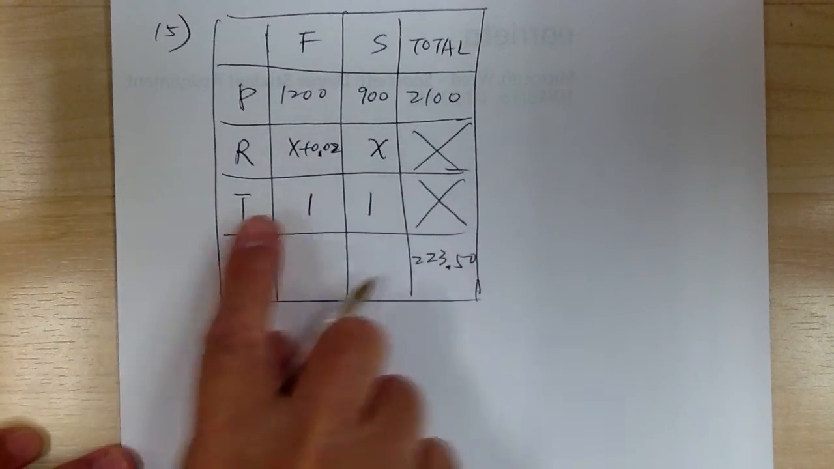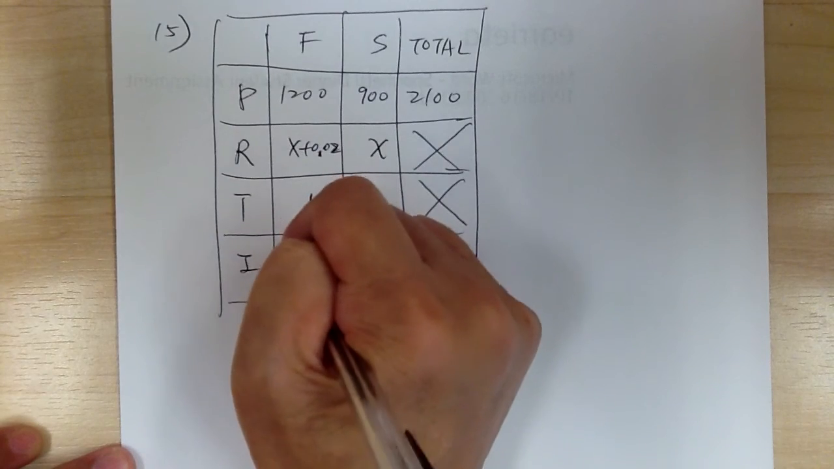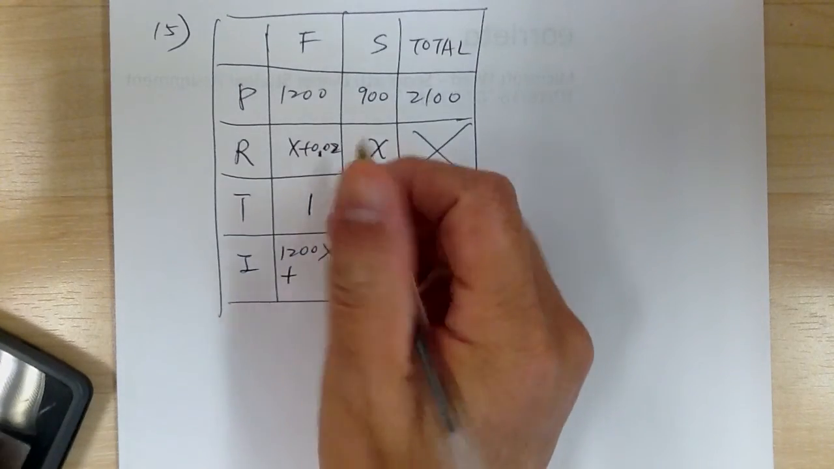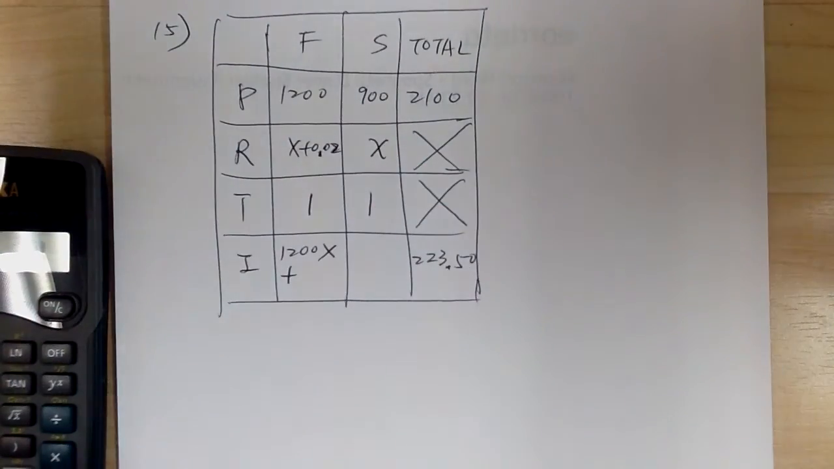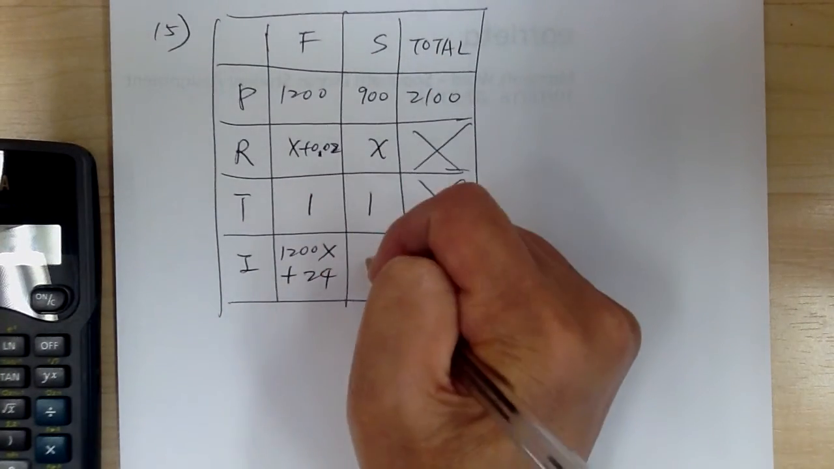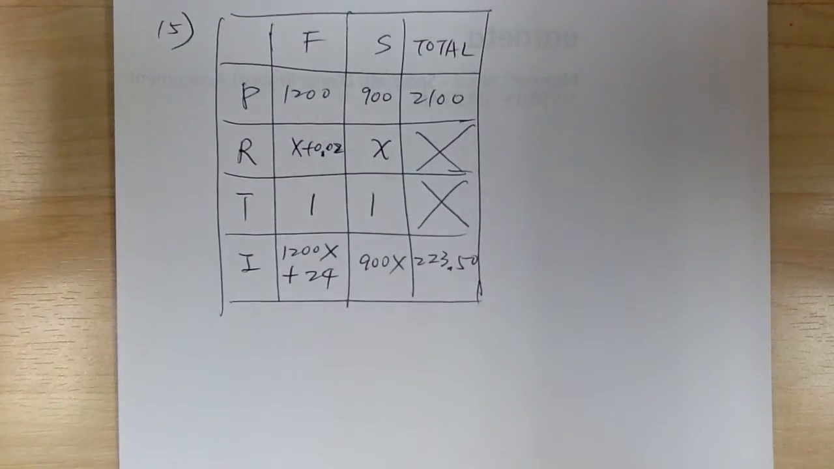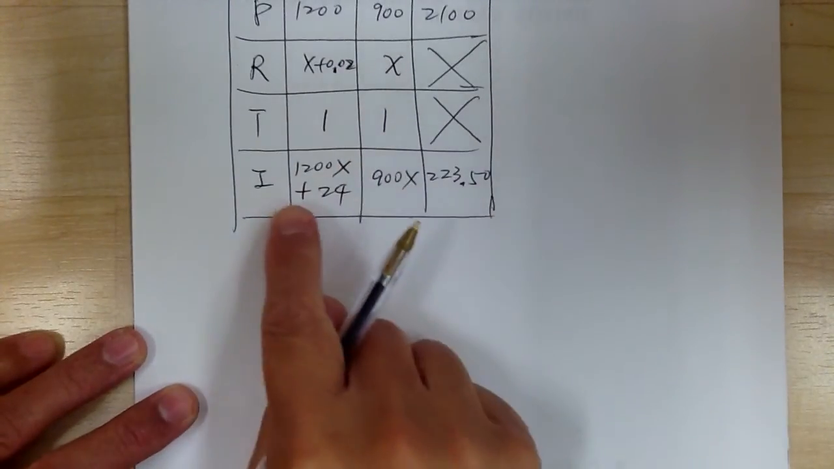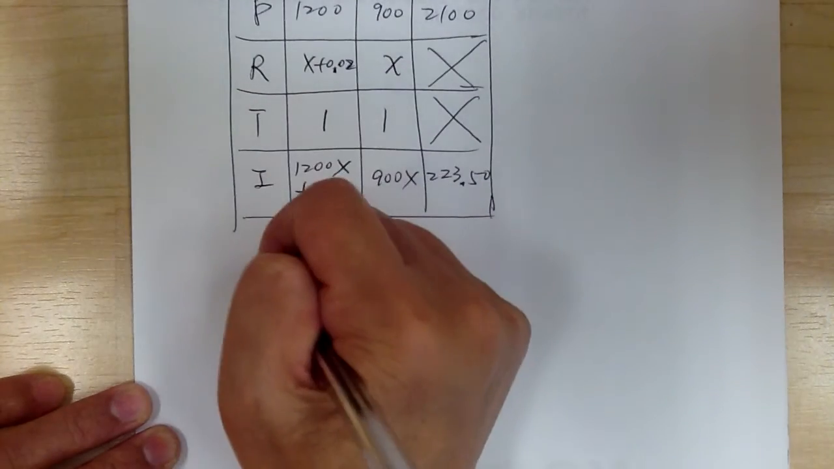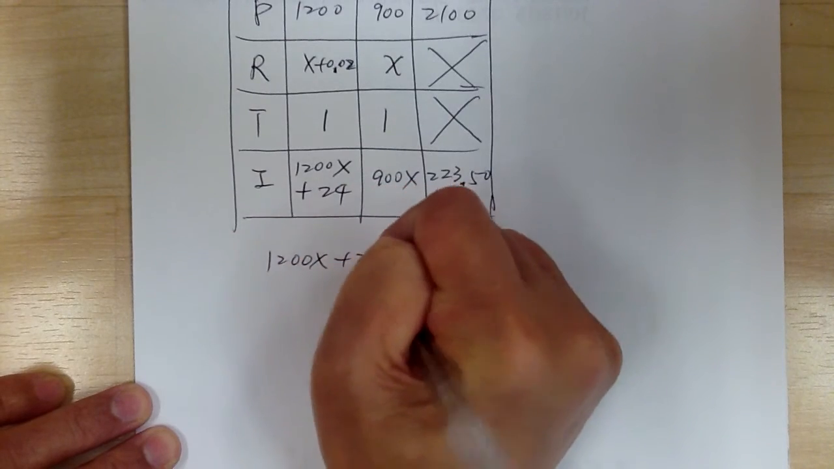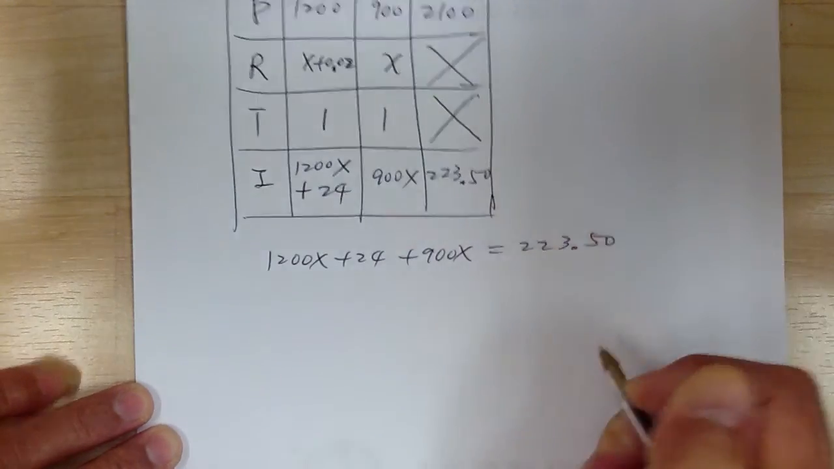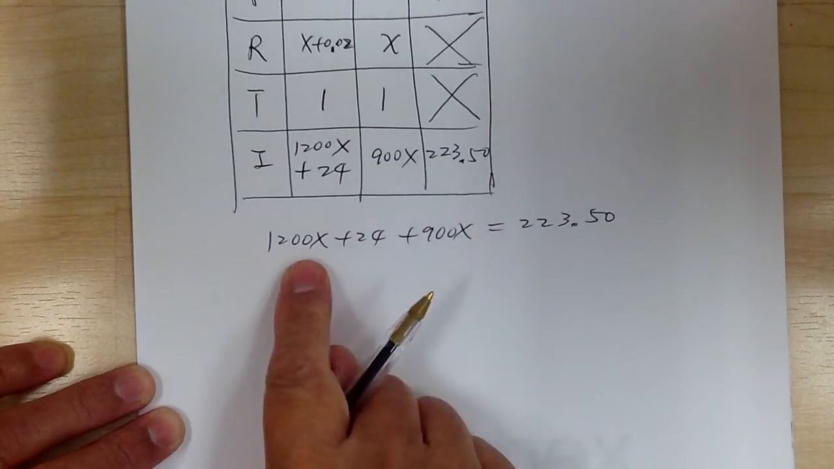So again, we did one like this before, right? Okay, so multiply, you get 1200x plus, you multiply 1200 times 0.02, you get 24. This one you get 900x. Okay, so now you're ready to write your equation. There's only one variable, so that means all you need is one equation. So you get 1200x plus 24 plus 900x equal to 223.50. So again, you want to get the variable on one side, number on the other side.